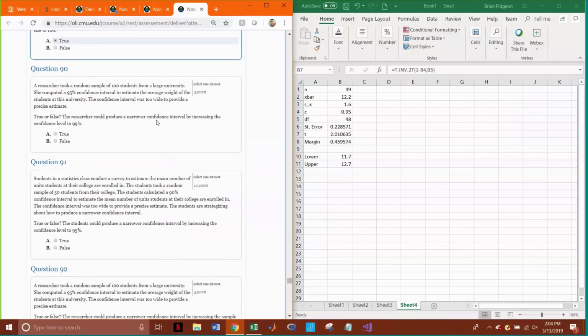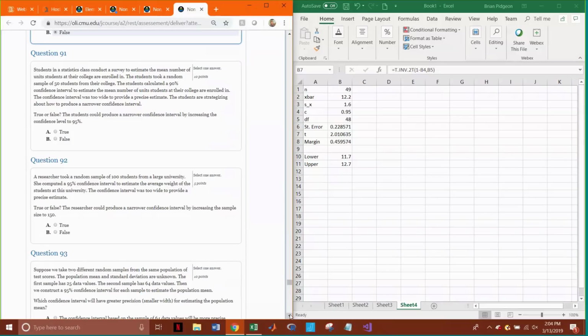Researchers took a random sample of 100 students and included a 95% confidence interval. So the researcher could produce a narrower interval by increasing the confidence level to 99. That's false. Increasing the confidence level widens the interval.